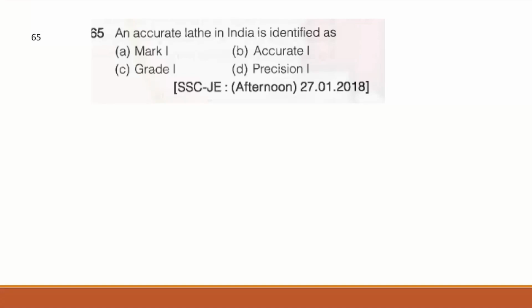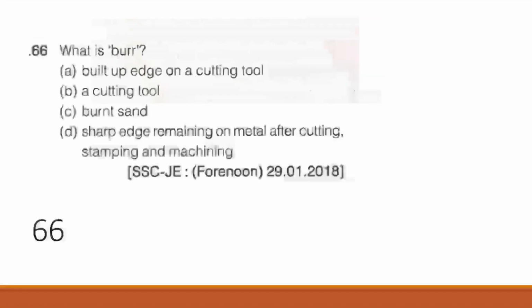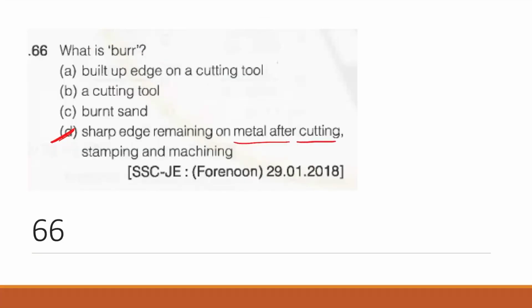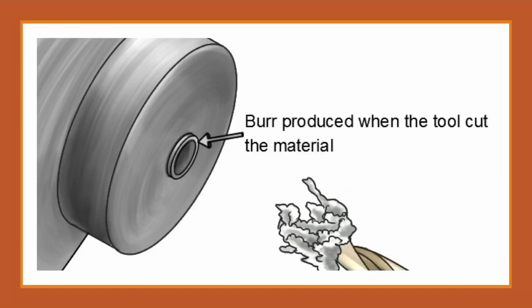Right. Now the 65 question. An accurate lathe in India is identified as. This is precision 1. Precision 1 is the accurate lathe in India. Now 66. What is burr? So basically burr is a sharp edge remaining on the metal after cutting, stamping and machining. So as you can see here, this is burr. Burr produced when the tool cut the material.